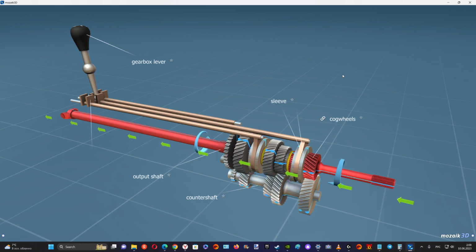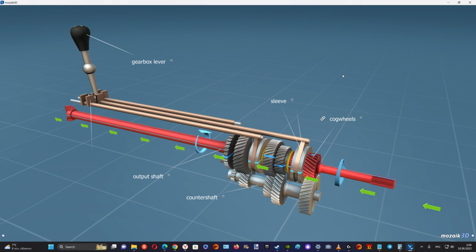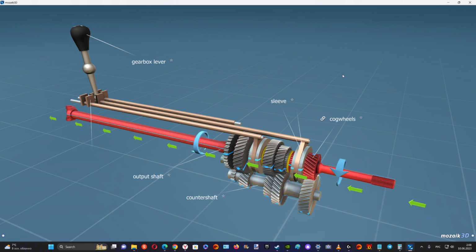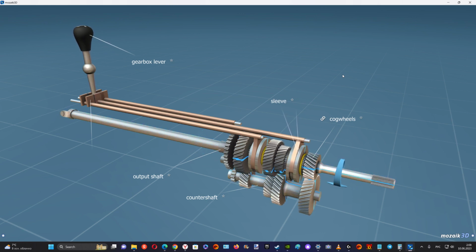In this case, drive goes directly through the input and output shafts. No gears are involved in the transmission. The RPM of the engine's crankshaft equals that of the output shaft, hence the name direct drive.